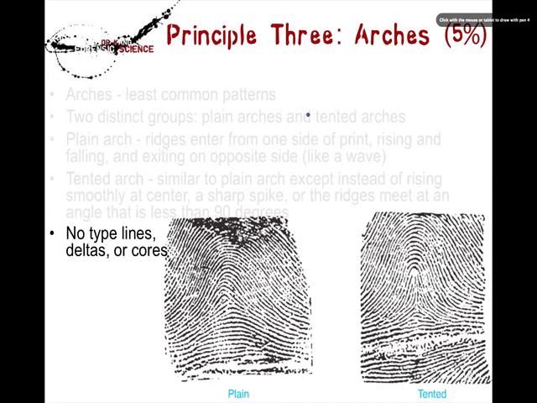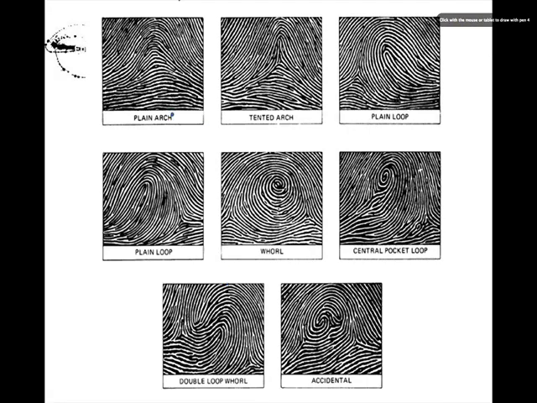Another feature to know about arches is they don't have any type lines, they don't have any deltas, and they don't have any pores. So these are a schematic of all the different types of fingerprint patterns.